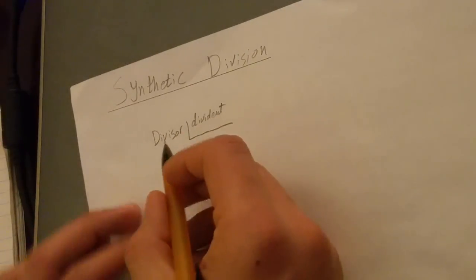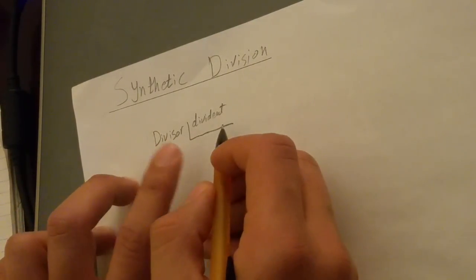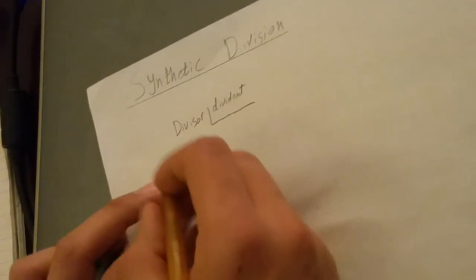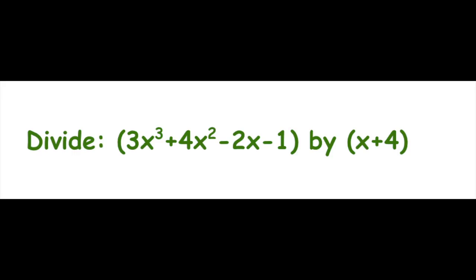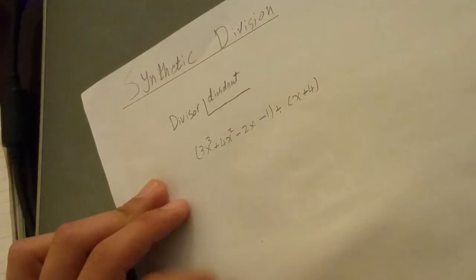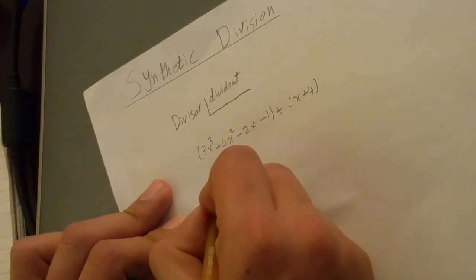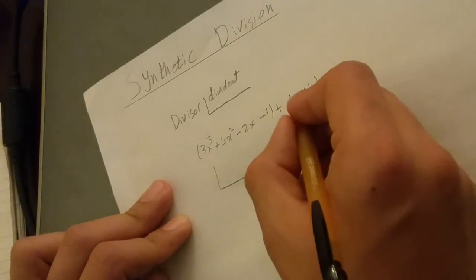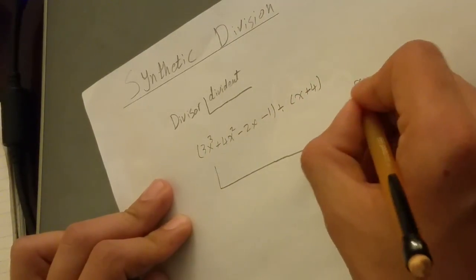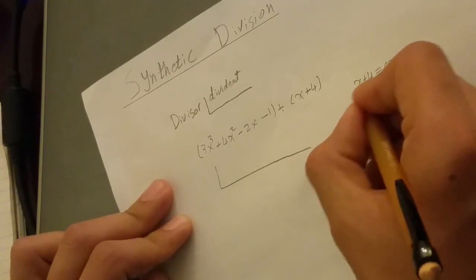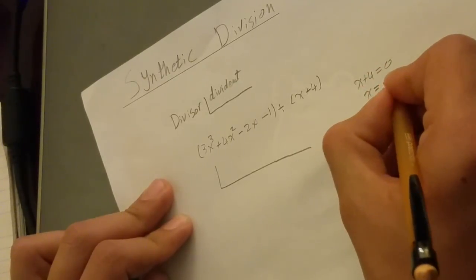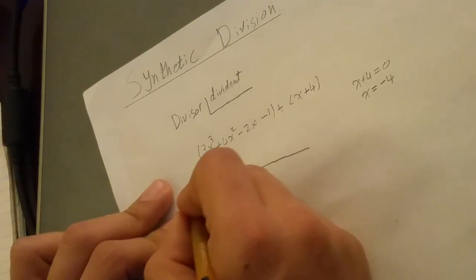For synthetic division, you put your divisor on the left side, you make half a square, then you put your dividend on here. So an example question could be 3x cubed plus 4x squared minus 2x minus 1 divided by x plus 4. So this is how we write the question. First, you find what this bracket equals. So x plus 4 equals 0. So you find x equals negative 4. You put negative 4 on the left side.